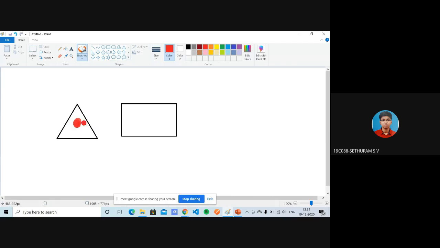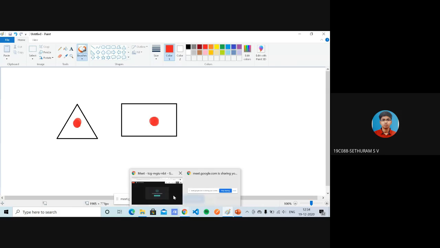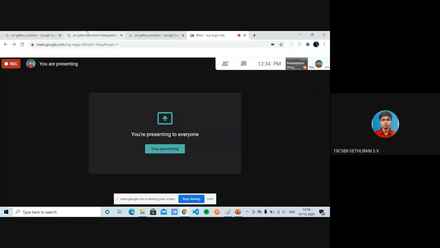As you can see in this polygon, which is a triangle, a single guard will do the job just fine. And the same goes for this rectangle also. A single guard placed over here will just do the job fine. But you won't be getting simple polygons such as these for this kind of problem. Let me show an example of what it actually looks like.